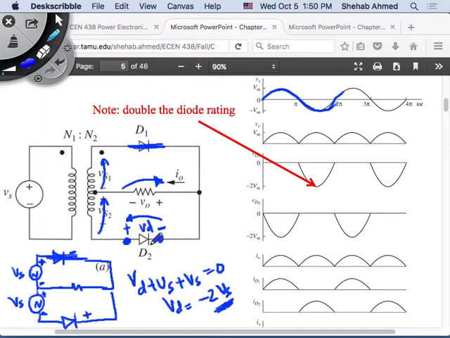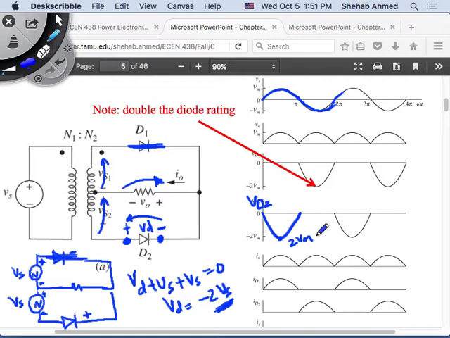So diode 2 in the positive half cycle here. This is VD2. The supply voltage was positive, right? I'm seeing minus 2 times VS across VD2. So it's an opposite polarity of the supply voltage, and it's twice its peak value.